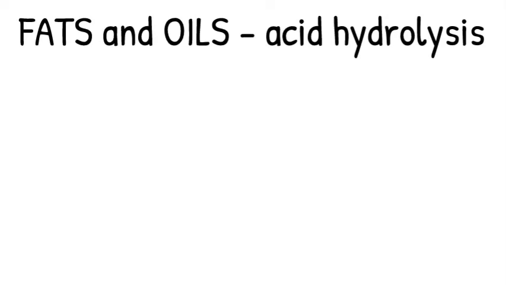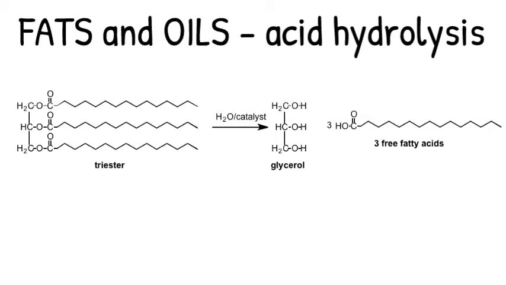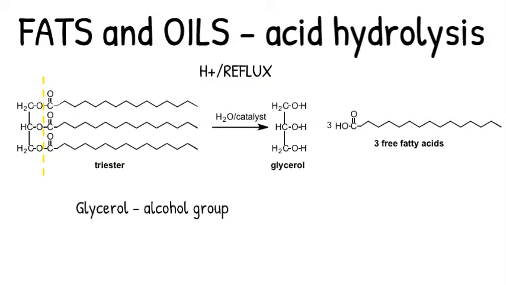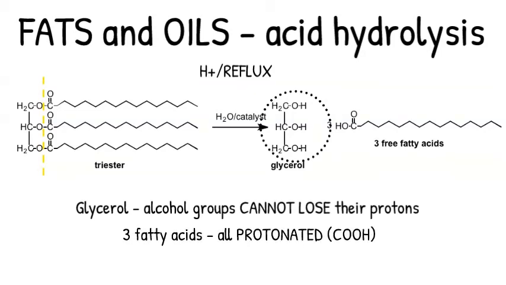The last thing we're going to look at is the hydrolysis of fats and oils. Firstly, in acid conditions. Taking a triester, adding water and acid catalyst with reflux. Firstly, as usual, we need to find the functional groups. There are 3 functional groups in a triester, and we're going to cleave that right down the middle. It's going to then split to make glycerol with 3 alcohol groups, as remember, alcohol groups cannot lose their protons. And then it's going to reform 3 fatty acids. And as it's an acid hydrolysis, the fatty acids will all be protonated.